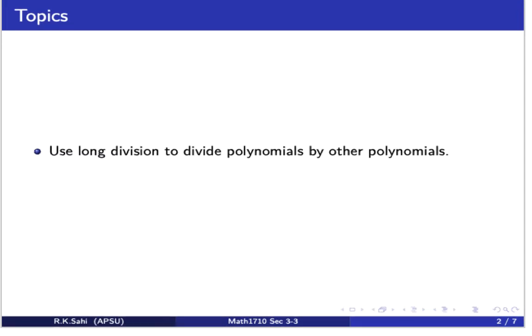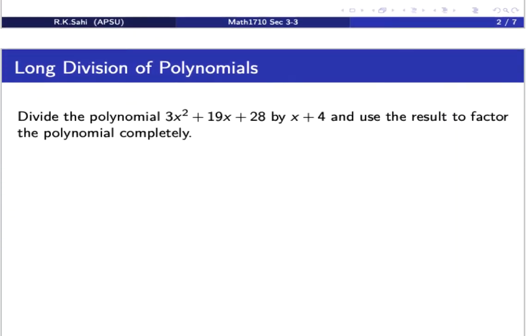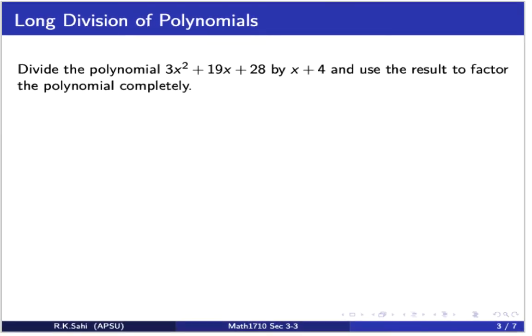We're going to start with a very simple example. So here is our first example. We have this quadratic polynomial given by 3x squared plus 19x plus 28, and we're going to divide it by x plus 4. Okay, so as we do our normal division, we are going to do the same over here.